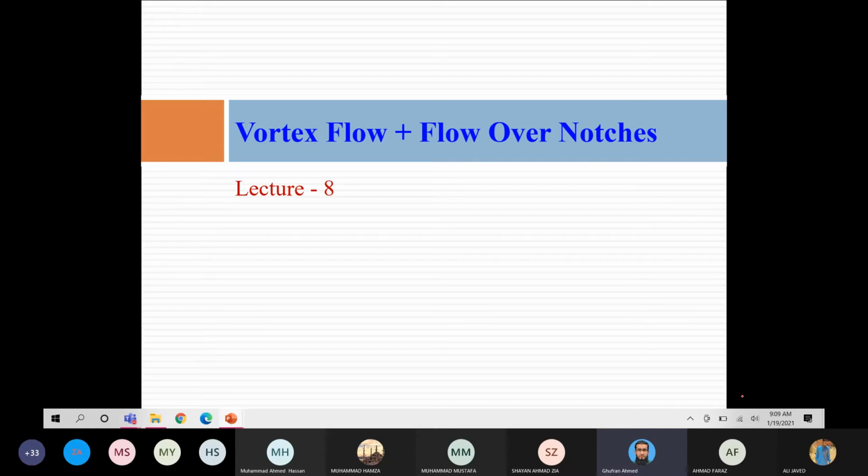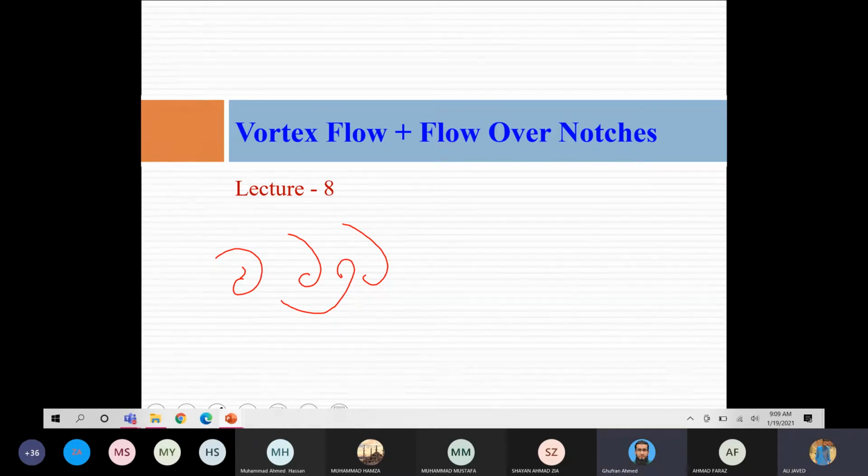So it's basically a swirling motion, just like any swirls. Have you ever seen circular moving fluid? Yes, sir. Yes, sir. कहाँ पे देखा है?